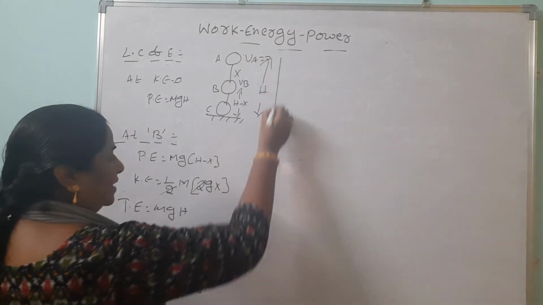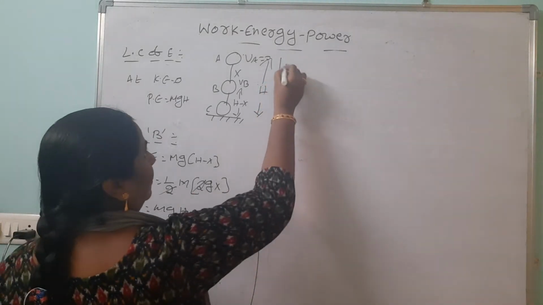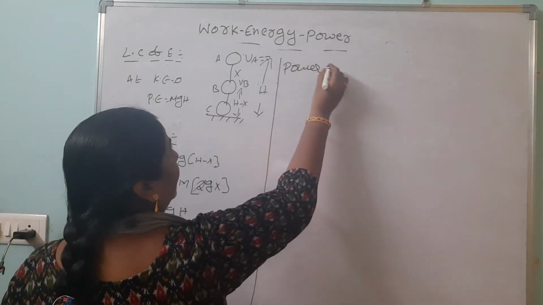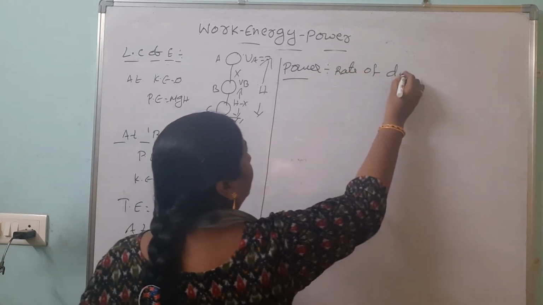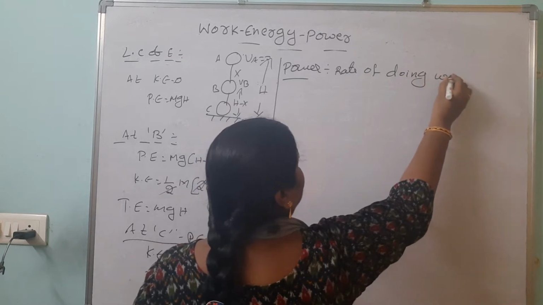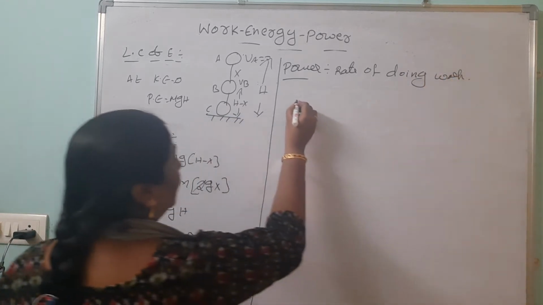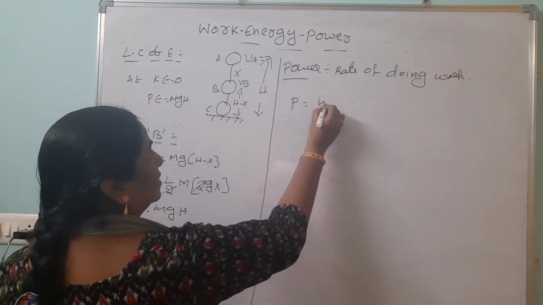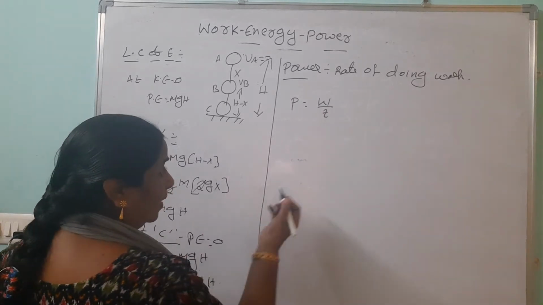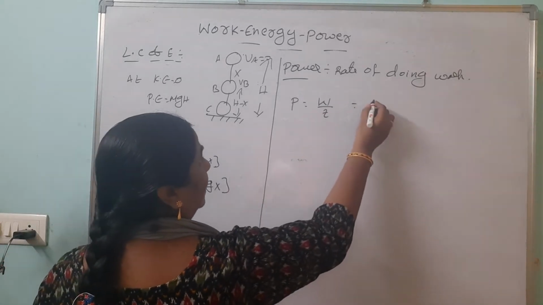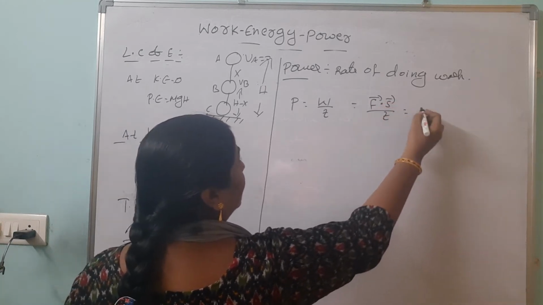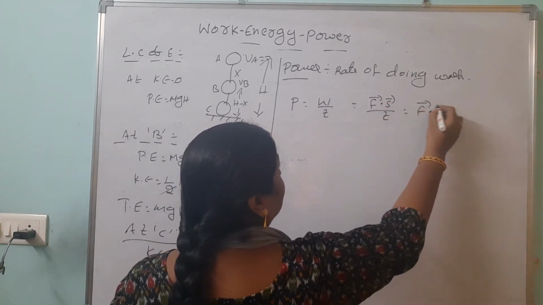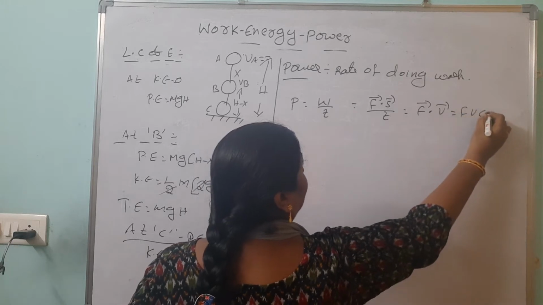Then we are going to discuss power. What is power? Rate of doing work. Rate of doing work is called power. So simply we can write power equals work by time. But instead of work we can write F bar dot S bar by time. Displacement by time is the velocity, so it should be F V cos theta also.